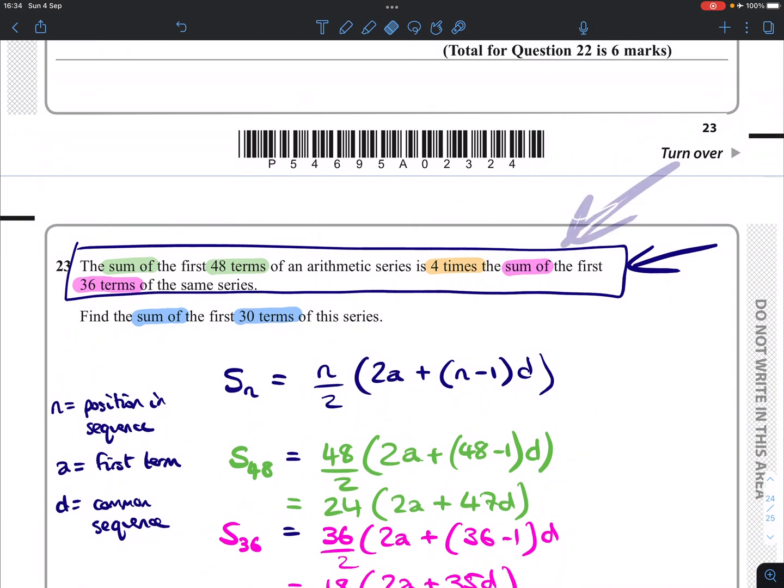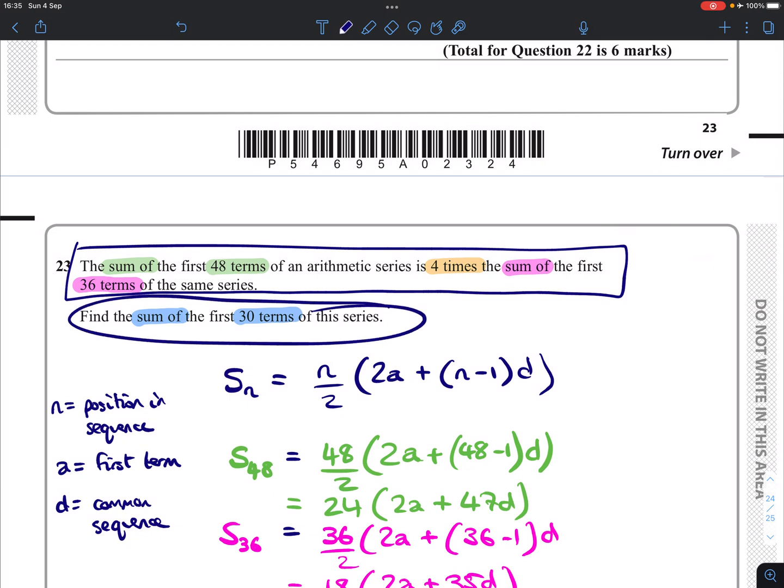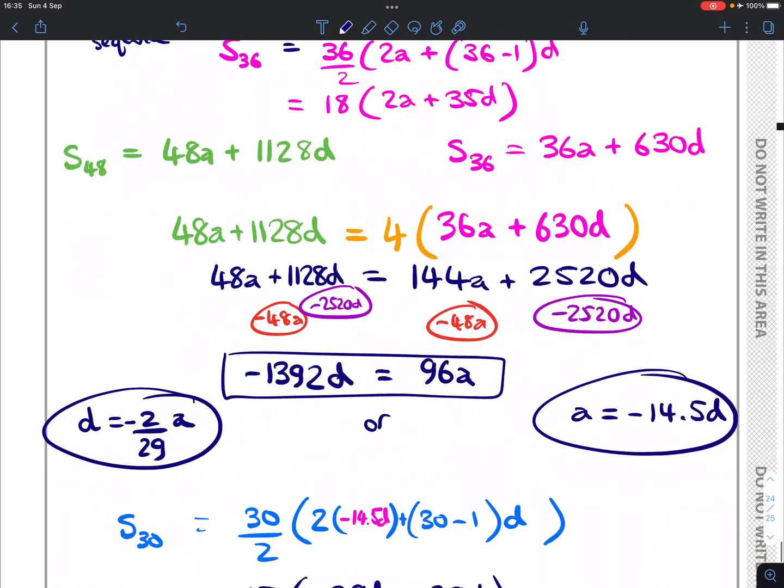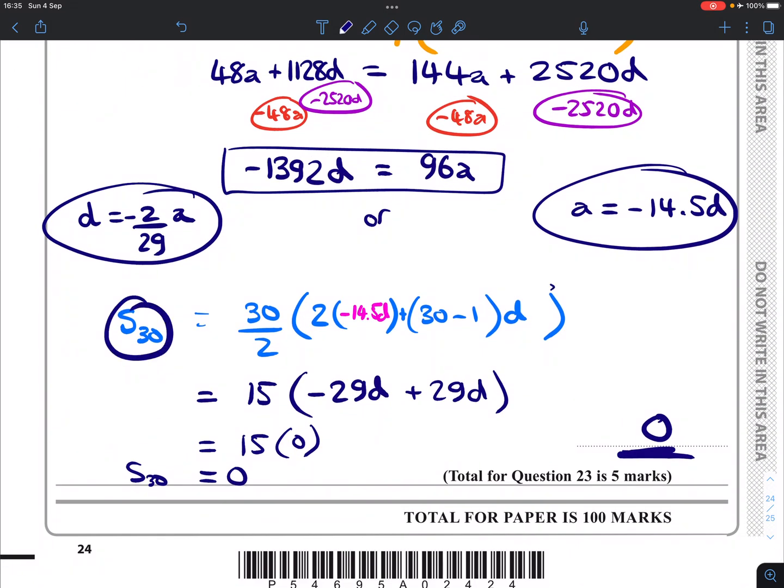And then the question's asking us to figure out this, and as long as you can get to an answer, then we have achieved what the question's asking for. We have found the sum of the first 30 terms. We've used the formula with n is 30. I should really highlight that here.